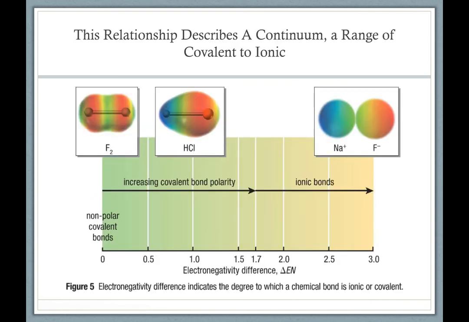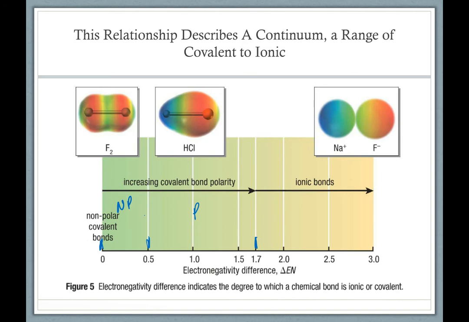So we can really look at this as a continuum, where we're using these cutoffs to classify them. If we're between 0 and 0.5, we're classified as nonpolar. If we're between 0.5 and 1.7, we're classified as polar. And if we're greater than 1.7, it's classified as ionic.